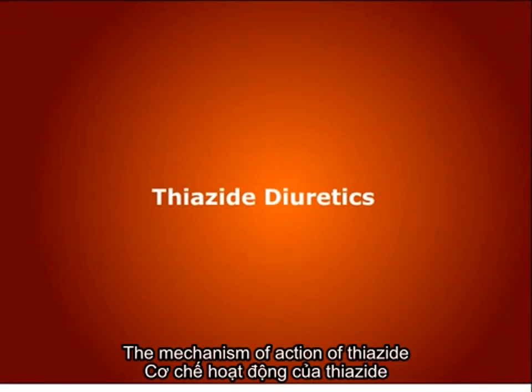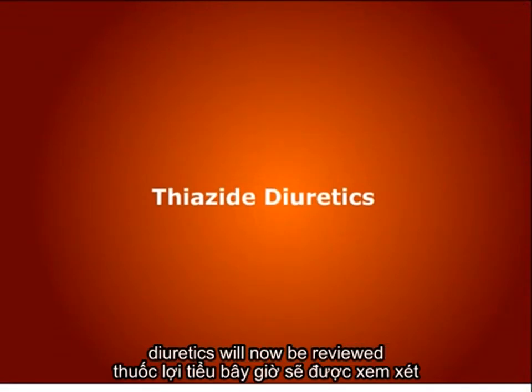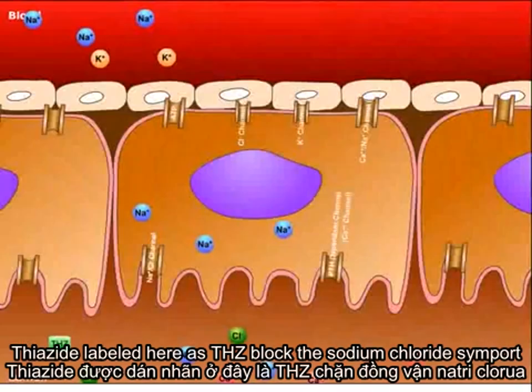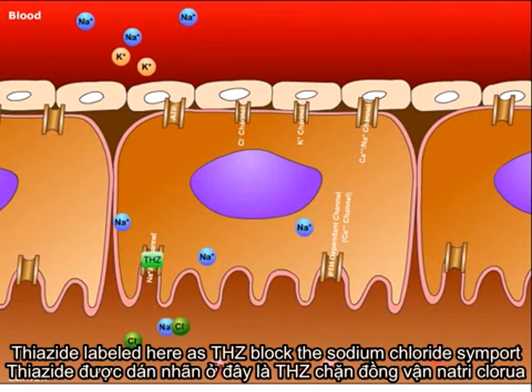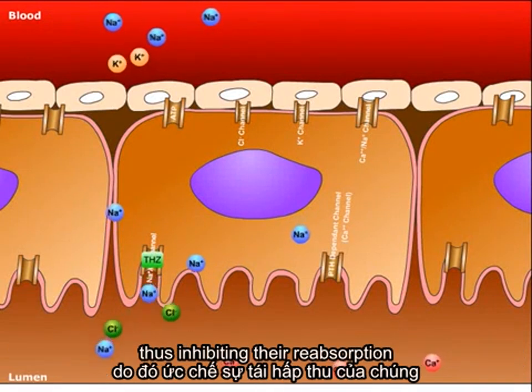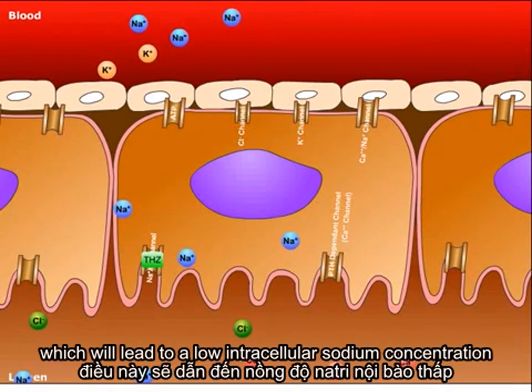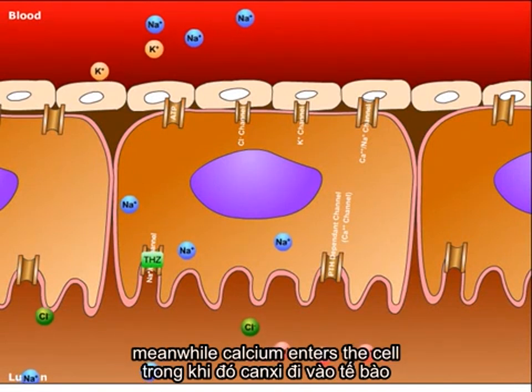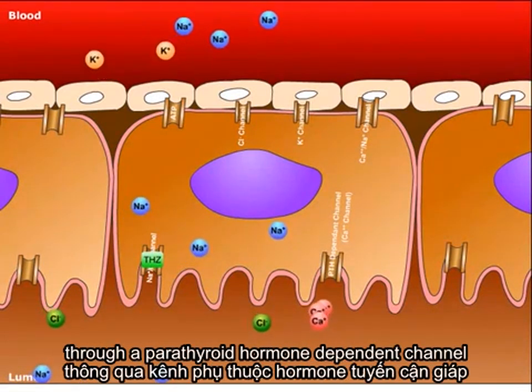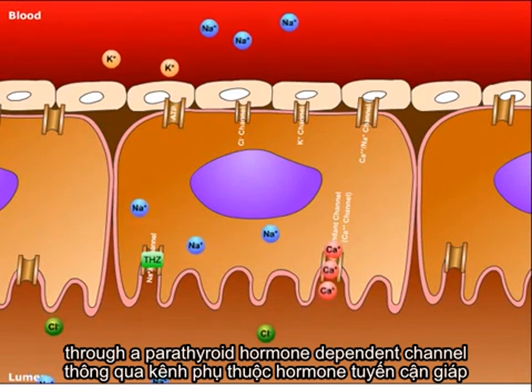The mechanism of action of thiazide diuretics will now be reviewed. Thiazides, labeled here as THZ, block the sodium chloride symport, thus inhibiting their reabsorption, which will lead to a low intracellular sodium concentration. Meanwhile, calcium enters the cell through a parathyroid hormone-dependent channel.